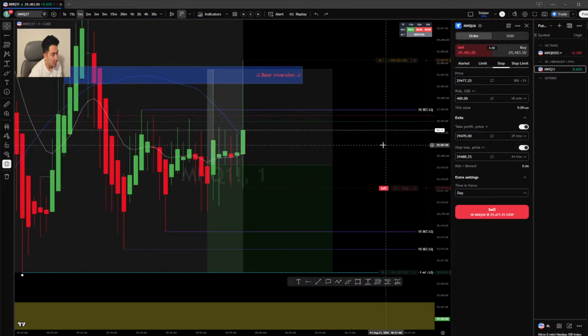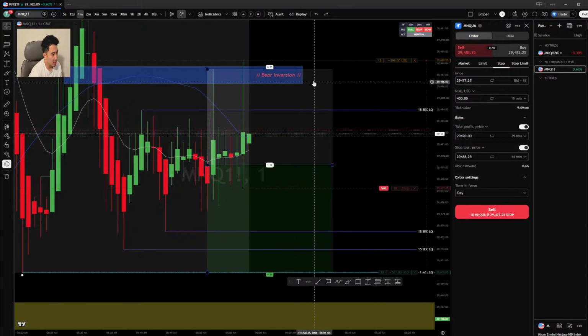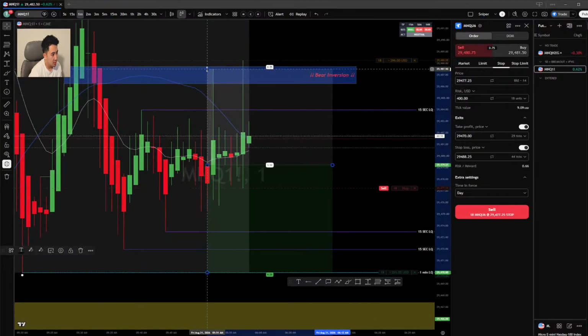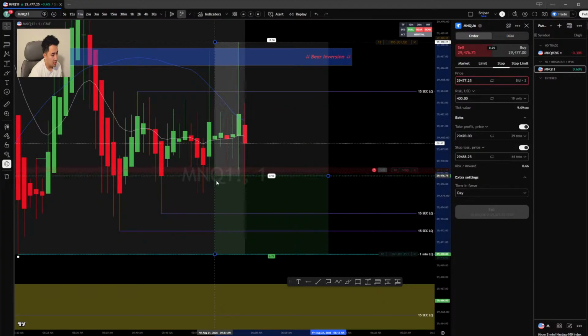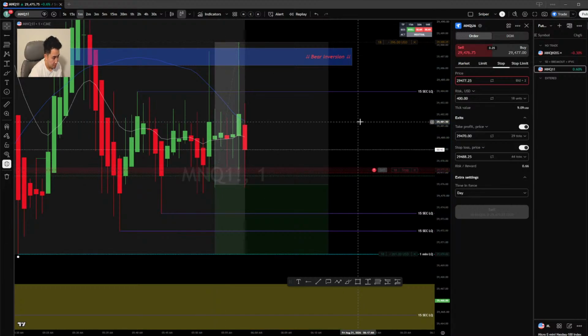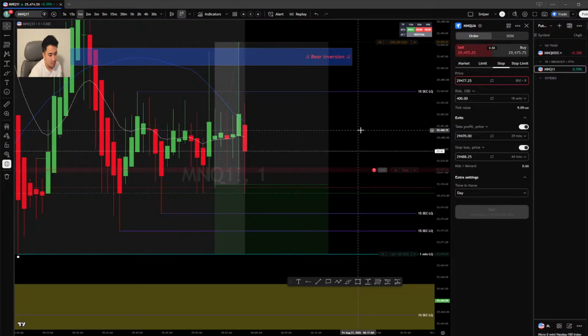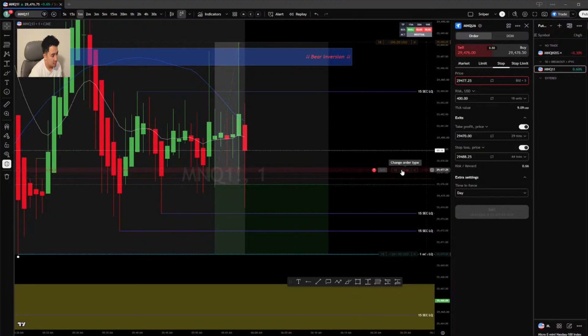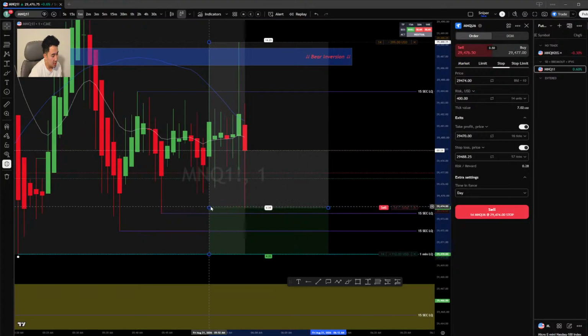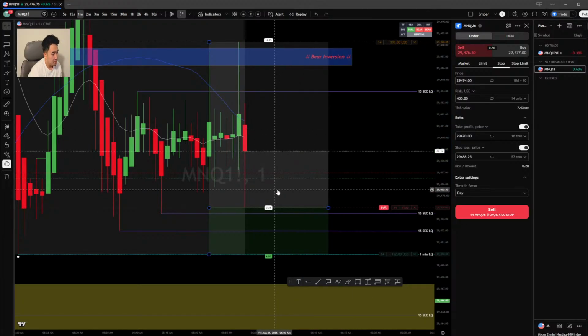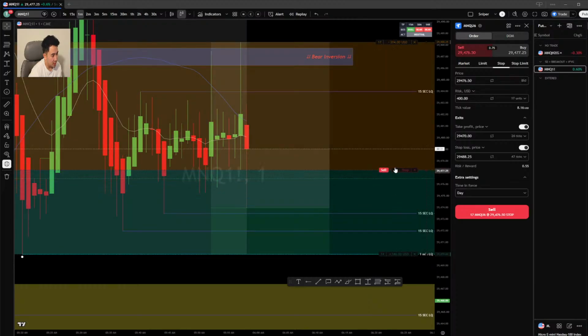Gonna reset this. Price may break out to the upside. I'm just gonna wait and see what happens here. This bearish inversion is still holding price down. If the entry is right here, that's a bad entry. I would look for an entry somewhere above here.